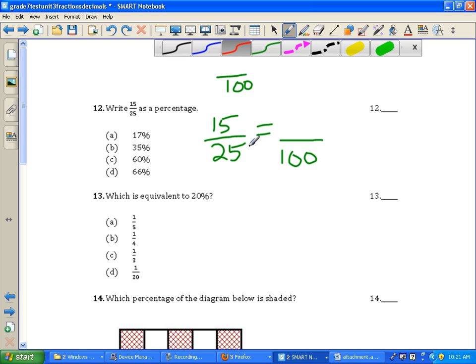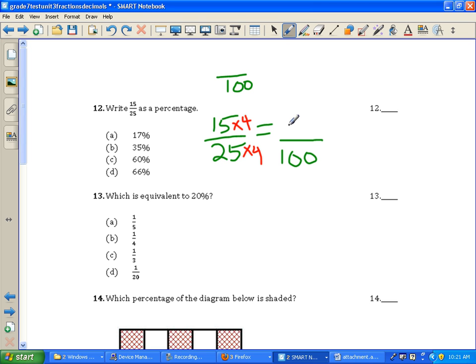Well, if you simply times this by 4, like 4 quarters, 4 times 25 will give you 100. So in order to keep it the same, you must multiply the top by 4. So 4 times 15 will give you 60. So remember, 60 out of 100 is 60%. And that is the answer in C.